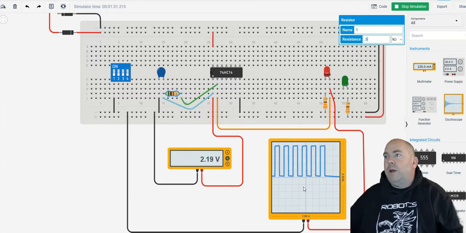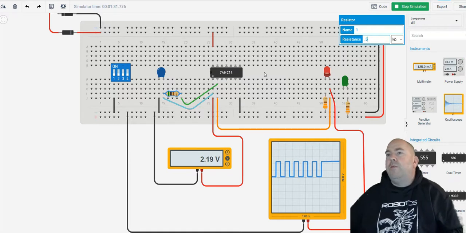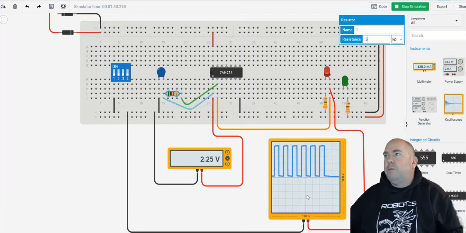So we can basically create a blinker or a flashing light or a flashing signal of whatever frequency we want just by putting whatever resistance we want into here. Okay, so now that is down to, you can see in 1 second I get about 1, 2, 3, 4, 5, 6, 7, 8 probably pulses per second.